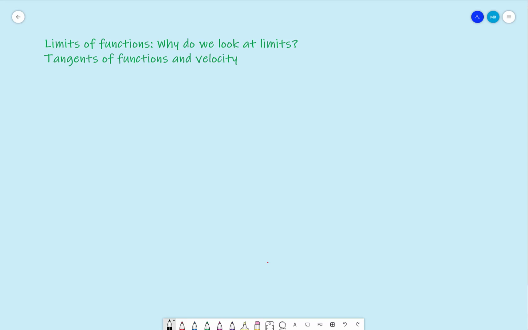The first unit in calculus usually looks at the limits of functions, and we're looking at limits as a mathematical property of functions. We will start in this video by actually just trying to understand what a limit of a function is and ask why do we look at limits. In the next few videos we will look at these elements more precisely. But we will start by looking at tangents of functions and velocity. Velocity being really the most natural example where we look at limits of functions.